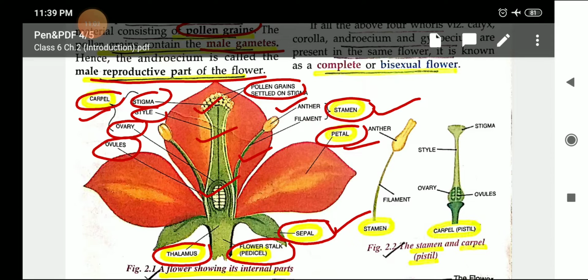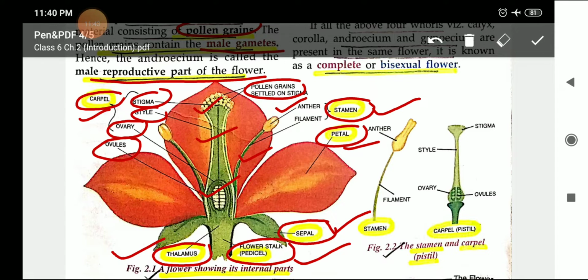And children, what do we call the stalk of the flower? It is known as pedicel. And what do we call the swollen tip of the pedicel? It is known as thalamus. If I ask the question, where are male gametes present? The answer will be: male gametes are present inside the pollen grains, which are present inside the anther. And if I ask where are the female gametes present, the answer will be: female gametes are present inside the ovules, which are present inside the ovary.